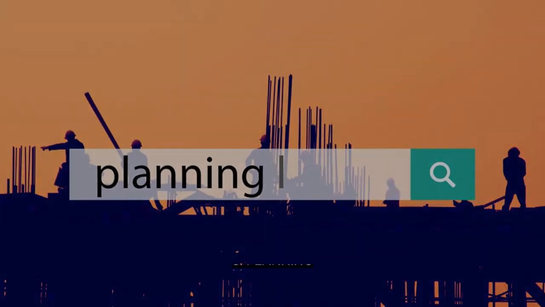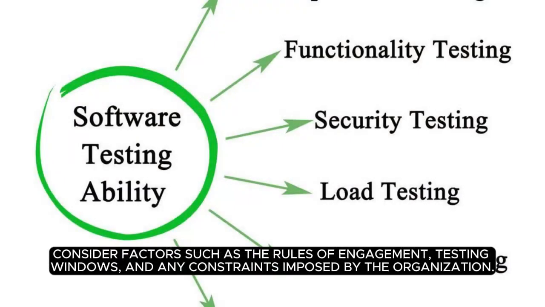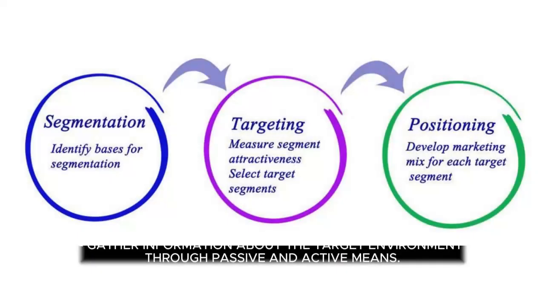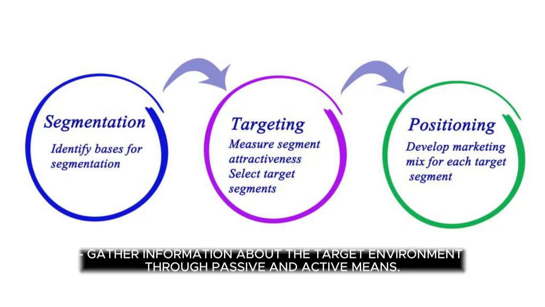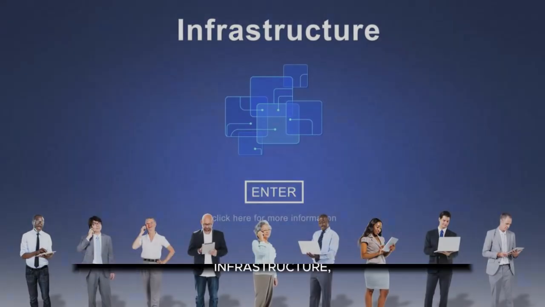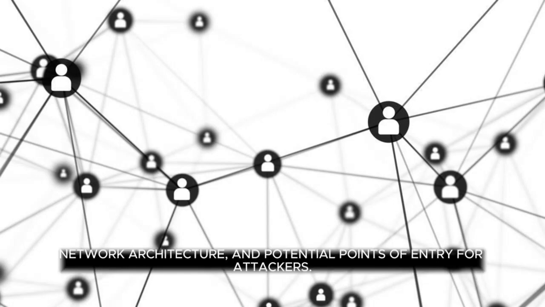3. Planning. Develop a comprehensive penetration testing plan that outlines the goals, methodologies, and testing scenarios. Consider factors such as the rules of engagement, testing windows, and any constraints imposed by the organization. 4. Reconnaissance. Gather information about the target environment through passive and active means. This phase involves understanding the organization's infrastructure, network architecture, and potential points of entry for attackers.